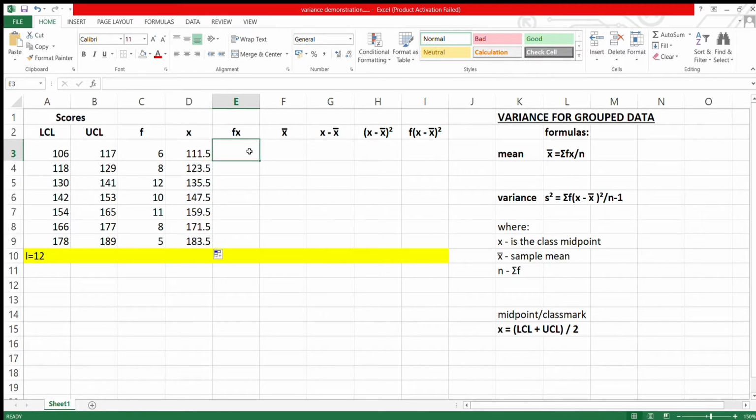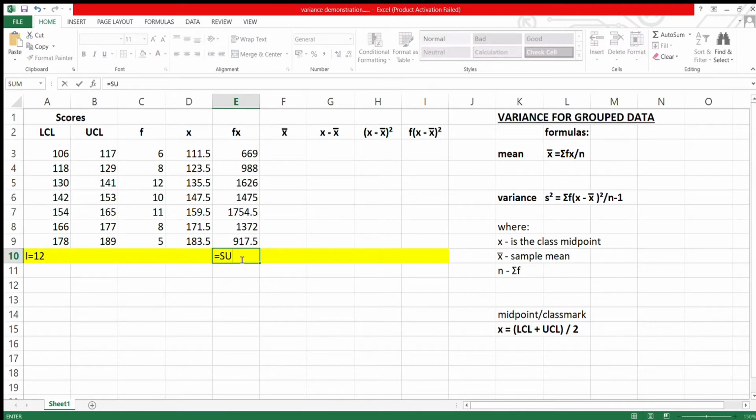Now, we're going to find the product of the frequency and the class mark. We multiply 6 as our first frequency by 111.5, which is the first class mark. So we get 669. Again, we just drag it down and the preceding answers are provided. Now, we need to add these to find the sum of the product of the frequency and the class mark. The summation of this is equal to 8,802.